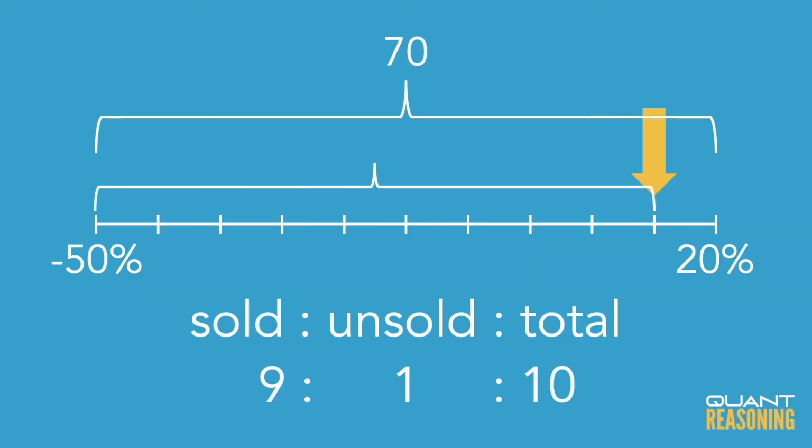So where on this number line is the answer? Well, it's going to be 9 ratio units away from negative 50 and only 1 ratio unit before the positive 20. So that puts you at the right answer, which is 13%.